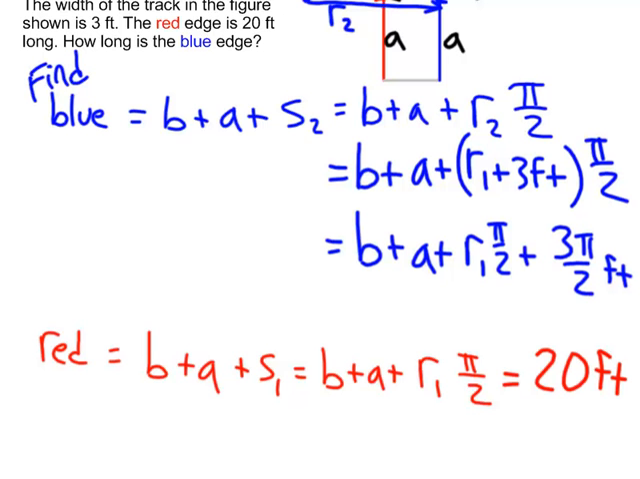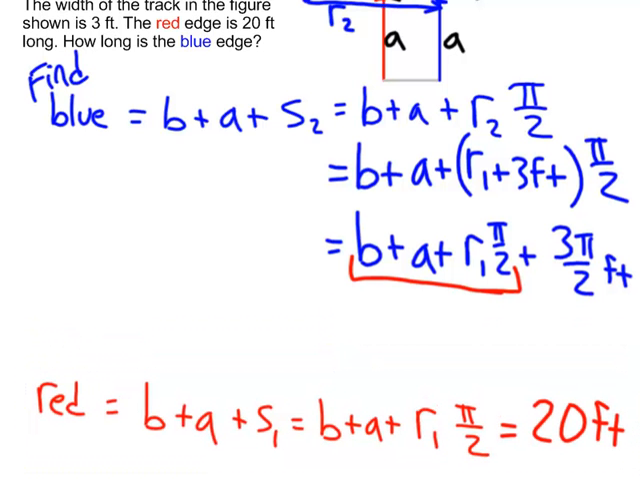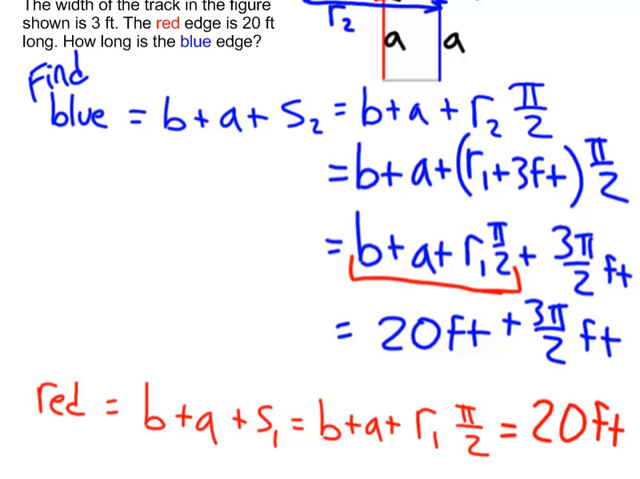And now we see a breakthrough here. Look at what we have here. All this mess is equal to 20 feet. We can substitute in 20 feet for all of this. Notice in the red equation below that that's what equals 20 feet. So we have a bit of an aha moment. We go, apparently my blue expression is equal to 20 feet plus 3 pi over 2 feet.